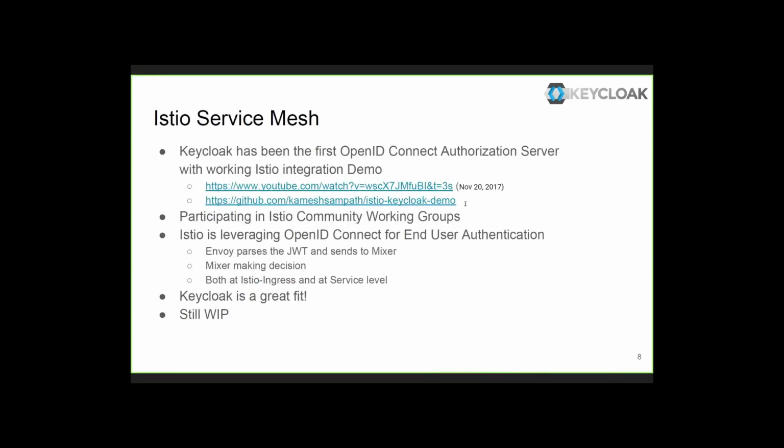In addition, we try to really follow the upstream efforts like Kubernetes or the Istio service mesh. So KeyCloak has been one of the first authorization servers, so well, identity solutions, which had some early demos for Istio. And because Istio as a project is leveraging OpenID Connect for end-user authentication mechanisms, we are quite a good fit because OpenID Connect is at the center of what we do in KeyCloak. So we try to follow this footstep, and we try to be the best solution for Istio as it gets developed.